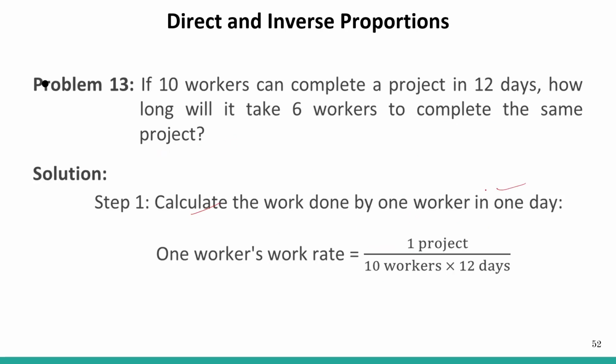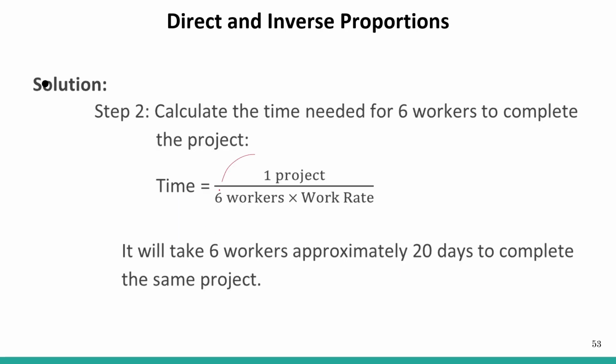Now calculate the work done by 1 worker in 1 day. So 1 worker's work rate is equal to 1 project by 10 workers into 12 days. Time is equal to 1 project by 6 workers into work rate. This is done by method 1, the traditional method, using the work rate formula. So it will take 6 workers approximately 20 days to complete the same project. Okay, so that's all for now. Thank you.